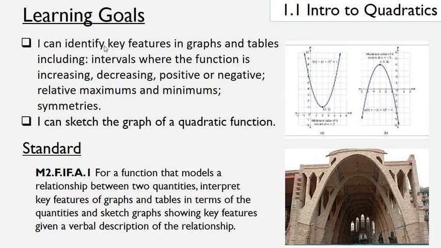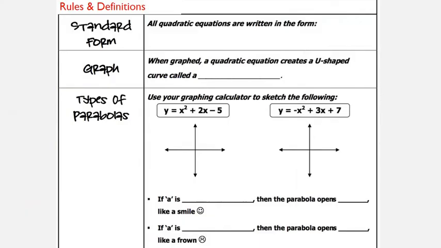Now, we're going to be identifying key features in graphs and tables. We're going to be looking at intervals where the function is increasing and decreasing. So this right here is decreasing, increasing, decreasing. We're going to be looking at whether these are positive or negative parabolas, and at the relative maximums and minimums and symmetries. You'll be sketching a graph of a quadratic function. And here's another famous landmark somewhere, I do not know where this is, that has parabolas going all the way through this building. So parabolas are everywhere. Quadratics are everywhere.